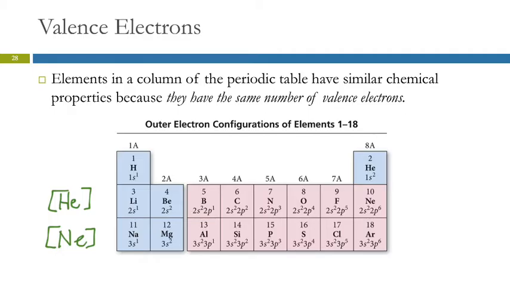Any questions? Yes? And the transition metals? Transition metals are weird. Most of the transition metals have 1 or 2 valence electrons. I think we'll get to talking about them.